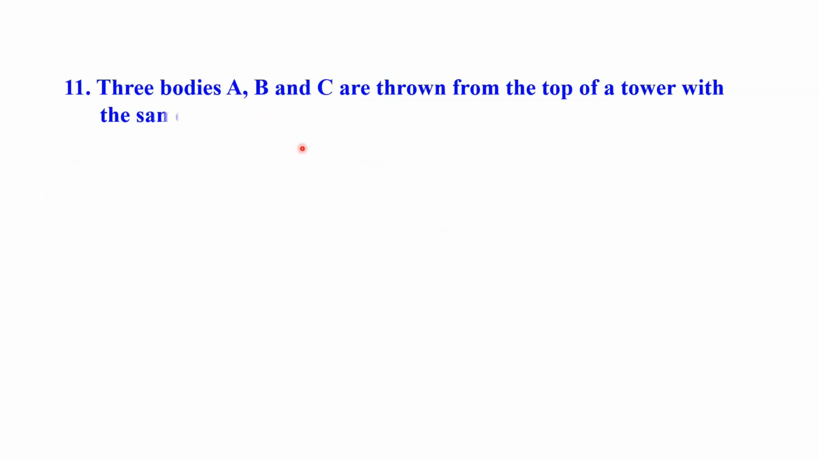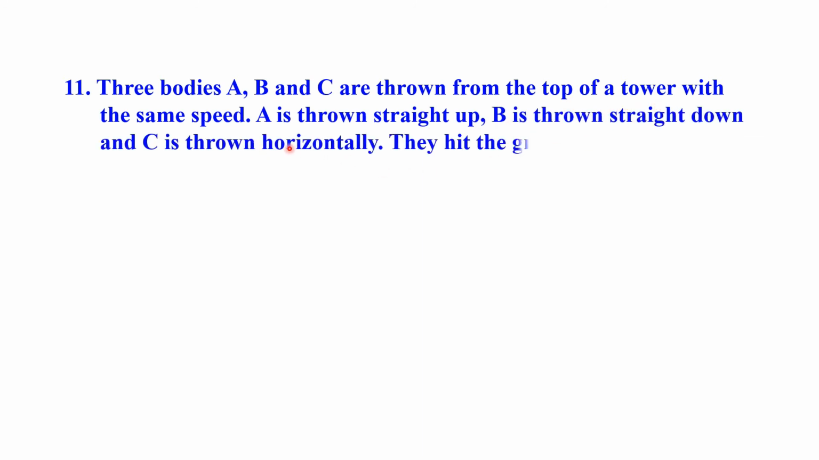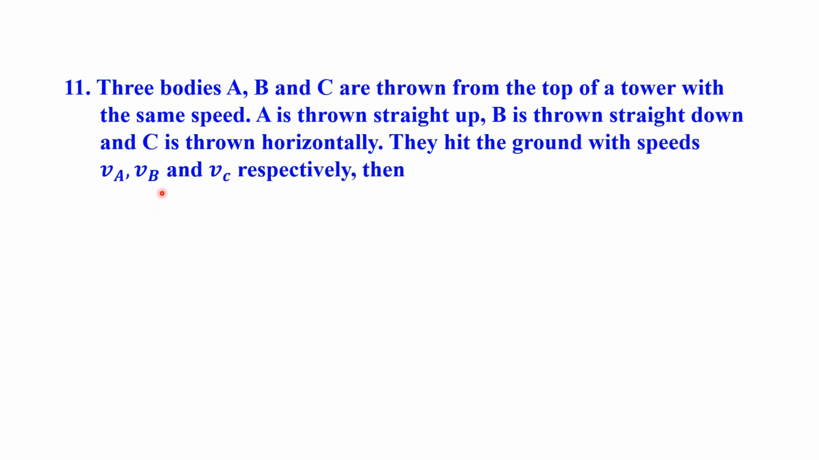Next one, three bodies A, B and C are thrown from the top of a tower with the same speed. A is thrown straight up, B is thrown straight down and C is thrown horizontally. They hit the ground with speeds VA, VB and VC respectively.